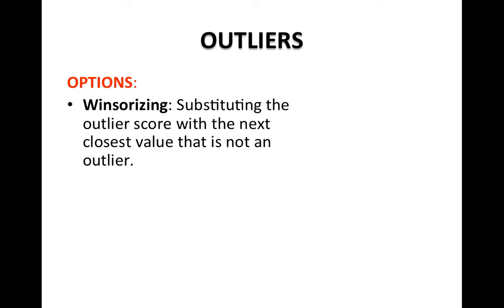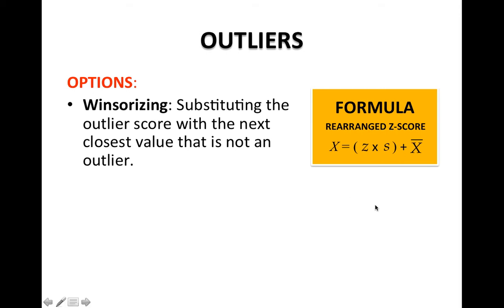Okay, so what can you do if you run into outlier scores? The best option is something called Winsorizing, where you would substitute the outlier score with the next closest value that is not an outlier. If you recall, the z-score formula is a rearranged version of this. However, if we want to determine in our raw scores what is the most extreme score but still in range, we would have to use this formula.